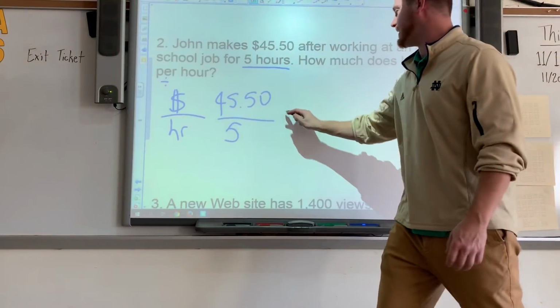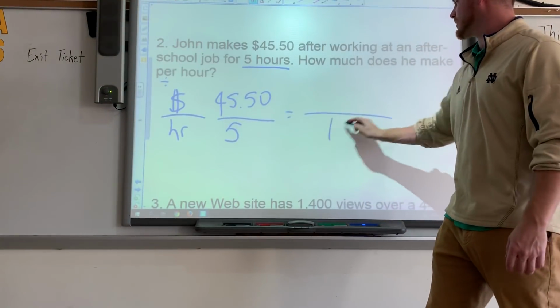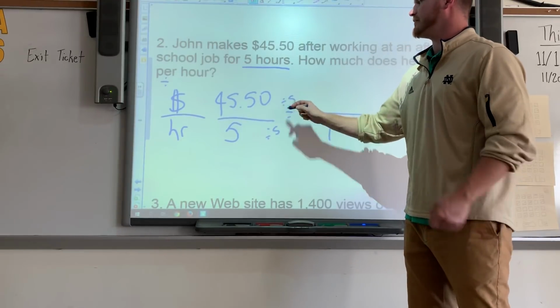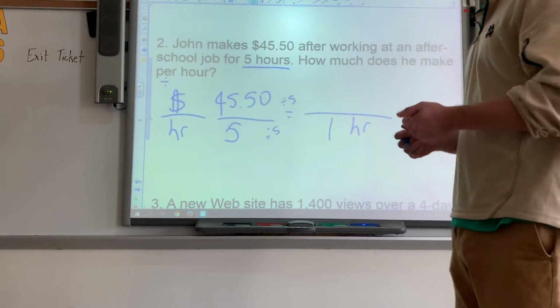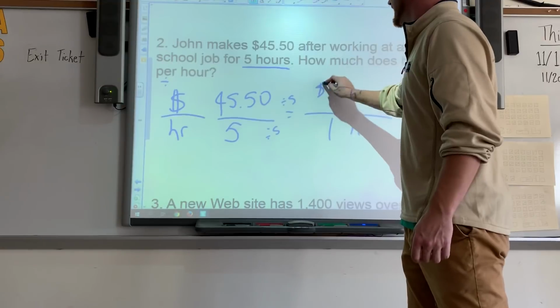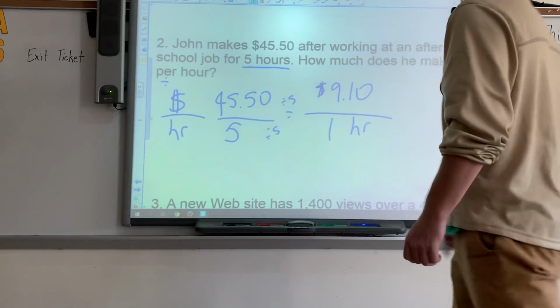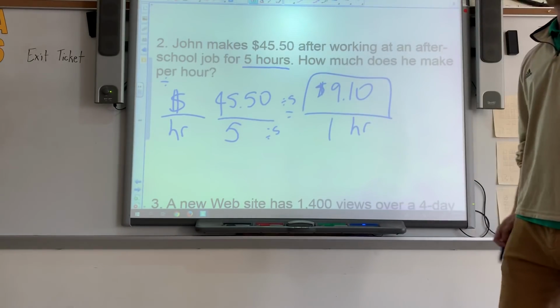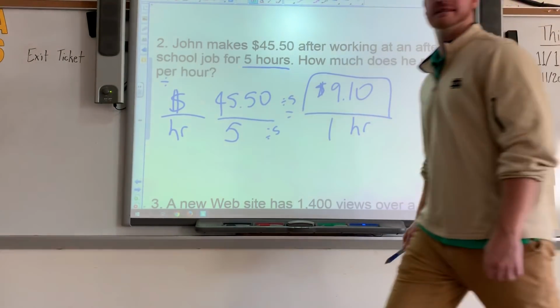45.50 over 5. Per hour, we're looking for 1 hour, so divided by 5. When you do 45.50 divided by 5, that gives us a total of $9.10 per hour. So his hourly rate is $9.10.